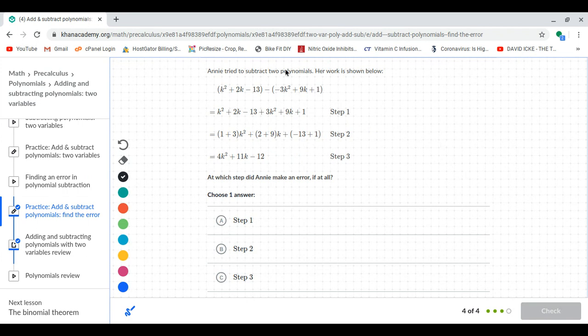So we have Annie. She's trying to subtract two polynomials. Her work is shown below. She's subtracting k squared plus 2k minus 13, and from that, she's subtracting negative 3k squared plus 9k plus 1. So in step one, she's going to need to change the signs of this polynomial. So we got plus 3k squared, that's good. But we should change the sign of plus 9k and plus 1. So she has made an error at this point. These are incorrect. Okay, so step one, she made a mistake.